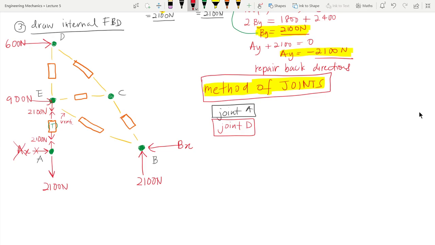Joint D over here. So let's draw it. Draw the joint D. This is the joint. Where are the forces? To the right, like that. I'm going to move this away a bit. This is the joint. 600 Newton is here. And then you have two unknowns. You don't know all these forces yet, but you need to find out about them. Give them a name. This will be FDC. This one will be FDE.